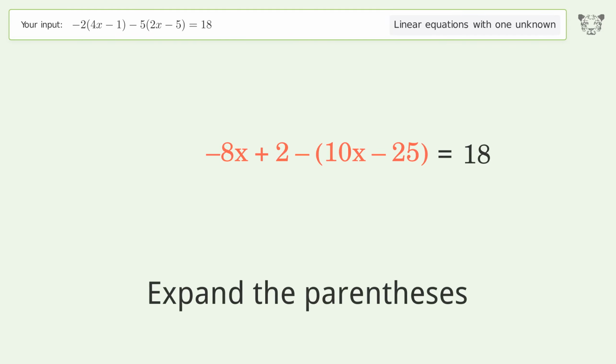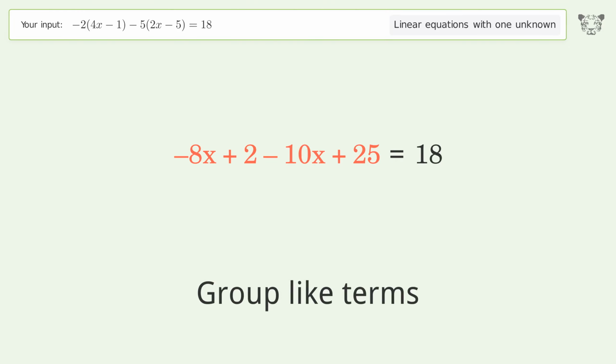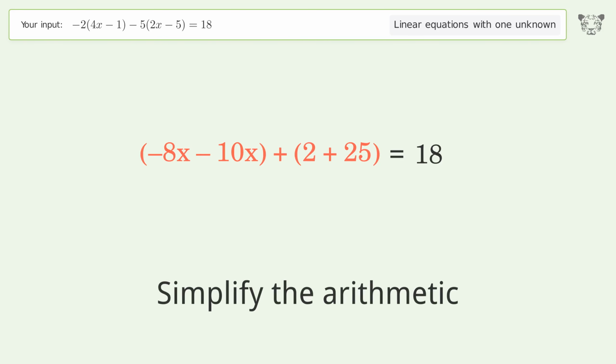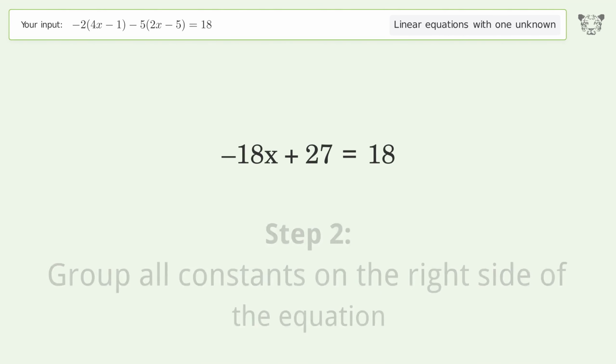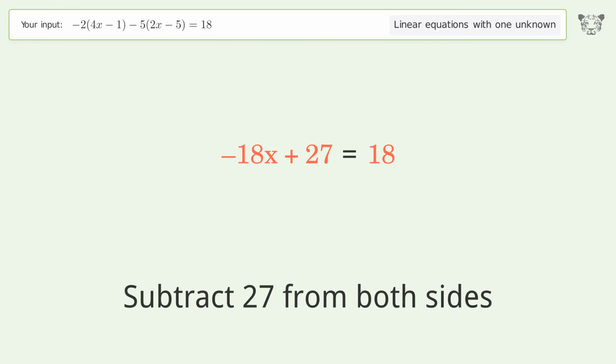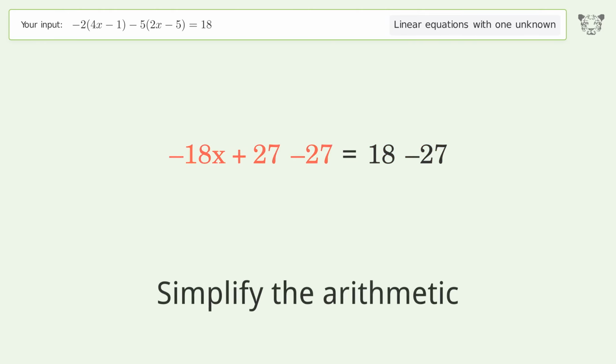Expand the parentheses. Group like terms. Simplify the arithmetic. Group all constants on the right side of the equation. Subtract 27 from both sides. Simplify the arithmetic.